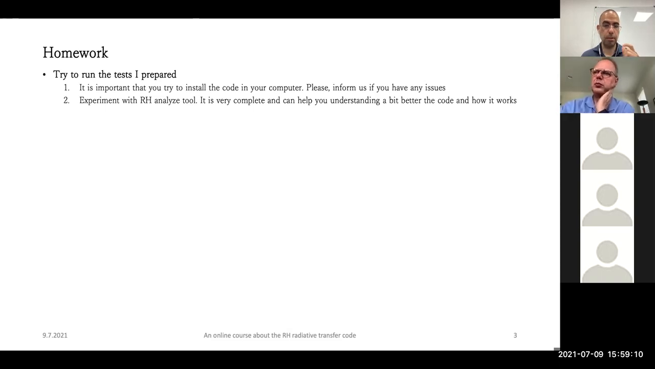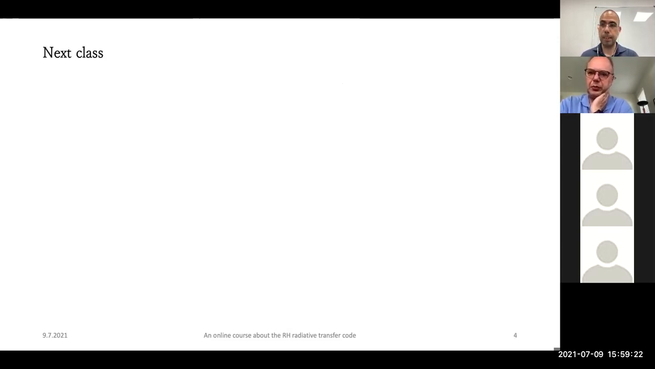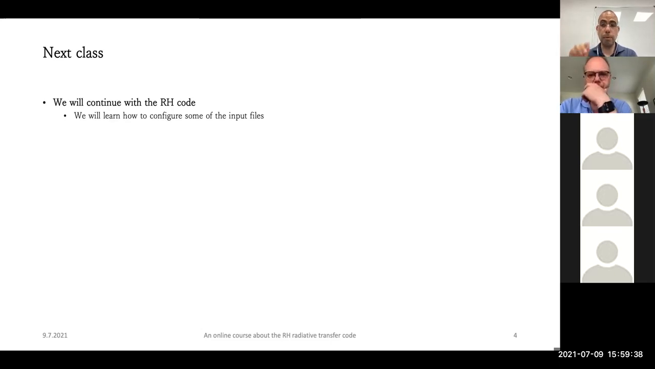Try to play a bit with the analyze tool. I think it's really capable, and at least for getting a feeling of all the things that the code is doing. Then next class, we will continue with the RH code. I think we will move to the atom itself: how to configure the atom, what the different things inside the atom are, and what their impact is on the final computation. I will probably prepare an additional one, but depending on the time, I will see if we cover both or just one.